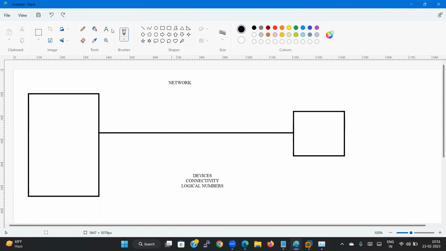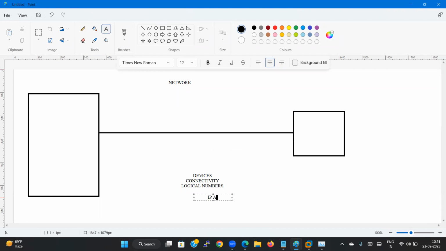The logical number which we are using is called an IP address. IP means internet protocol address. Actually, there are two types of IP addresses: one is IPv4 and the other one is IPv6. We are completely focusing on IPv4.